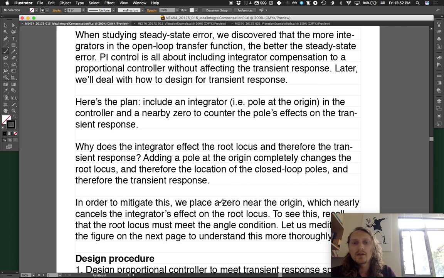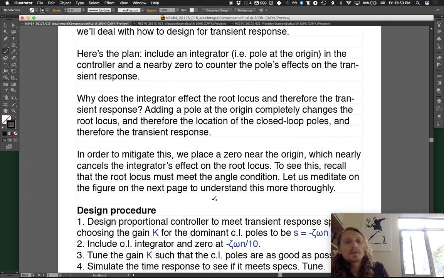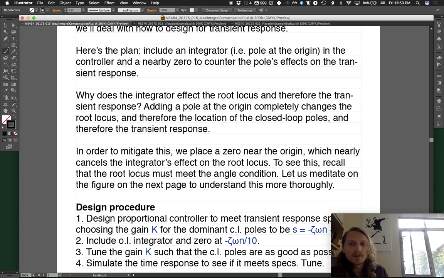Why does the integrator affect the root locus and therefore the transient response? Adding a pole at the origin completely changes the root locus and therefore the location of the closed loop poles and therefore the transient response, because the closed loop poles, the dominant ones, are going to dominate the transient response. That is why they're called dominant. In order to mitigate this, we place a zero near the origin, which cancels the integrator's effects on the root locus. To see this, recall that the root locus must meet the angle condition. So we're going to meditate on the figure on the next page from Nise to understand this more thoroughly.